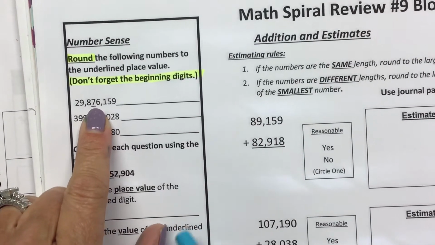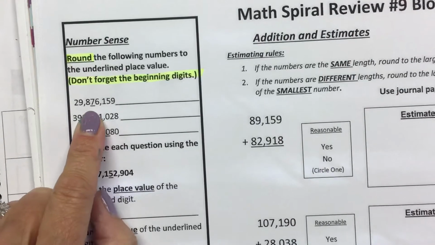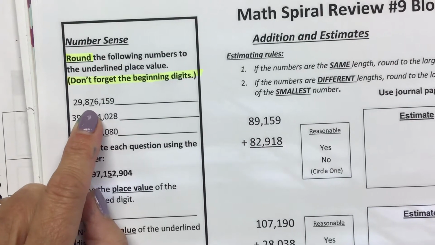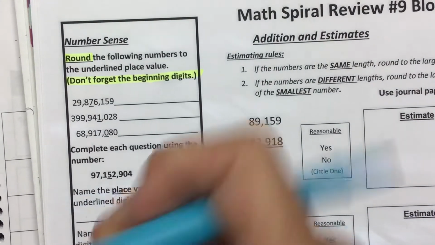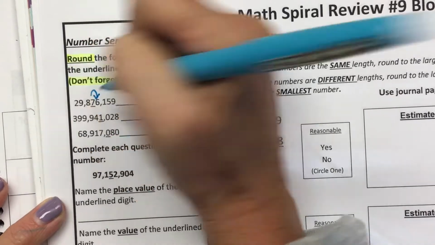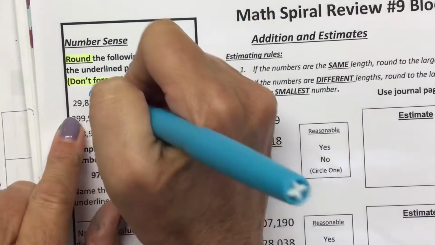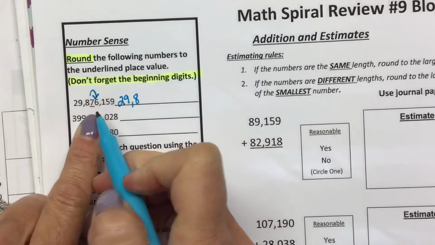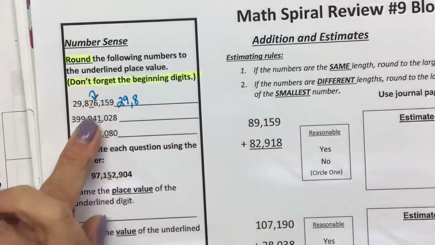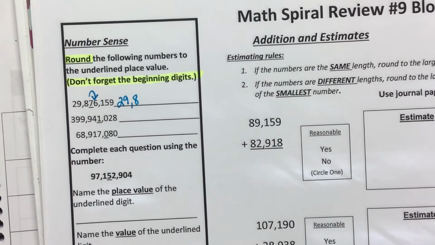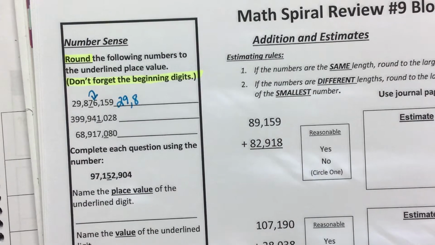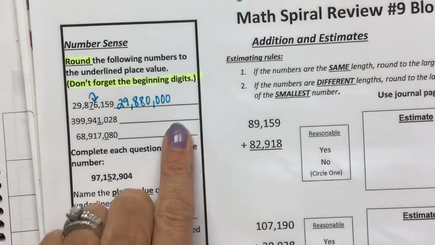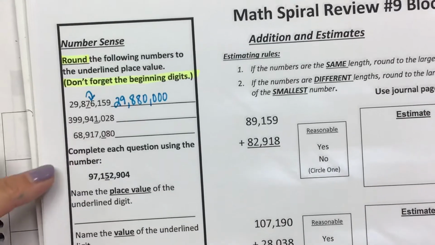Put your finger underneath the 7. What place value column is that 7 in? What is the place value column? Ella? The 10,000s. We're going to draw our arrow to the thousands column. We're going to go ahead and put down all the beginning digits, 29, 8, and then we're going to look at that 7. To the right, we have a 6. What does that tell me? Does that mean that I leave it a 7, or do I bump it up to an 8? Bump it up to an 8, and everything after it becomes a 0. So you'll complete the next two just like that.